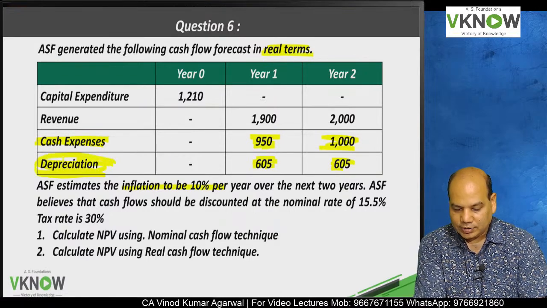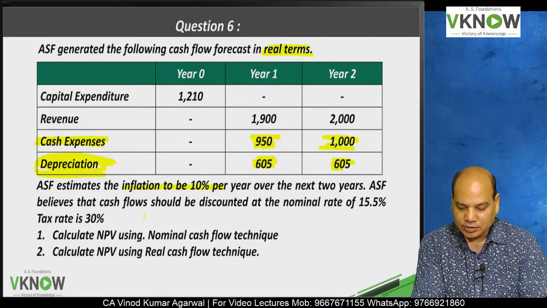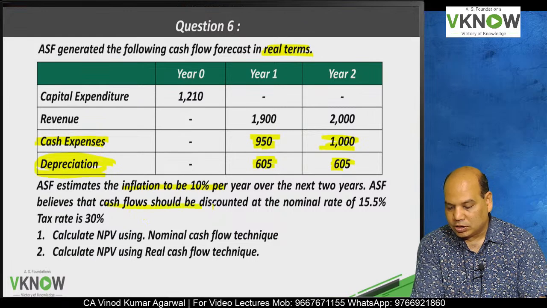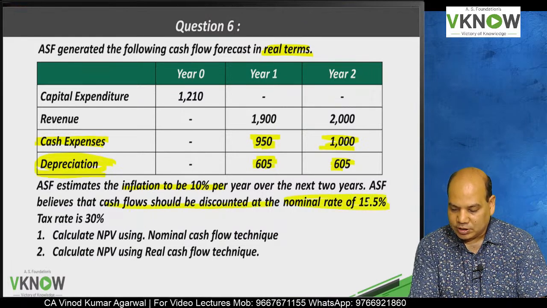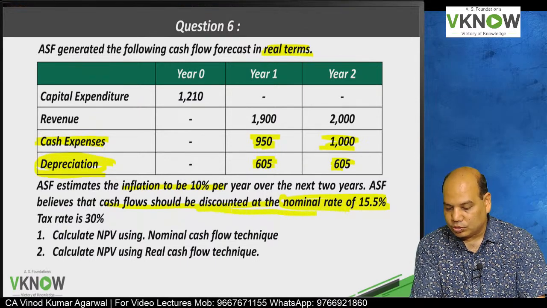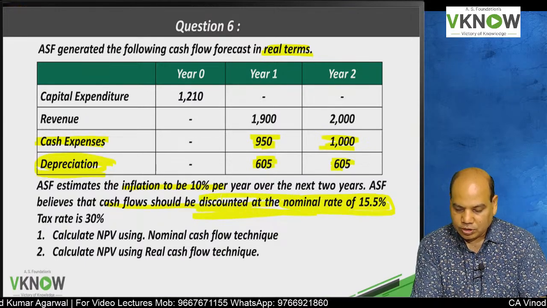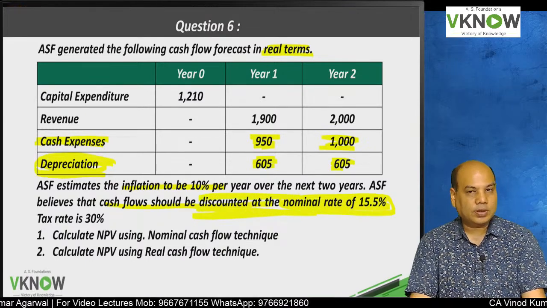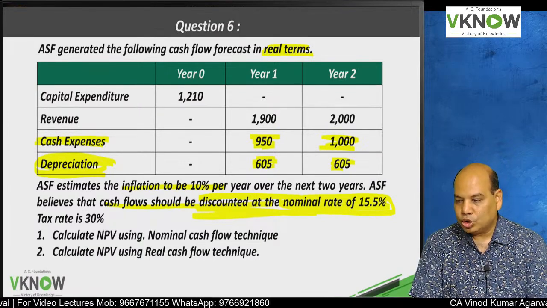We have to inflate revenue and expense. ASF believes that cash flows should be discounted at nominal rate of 15.5%. If the problem says cash flow should be discounted at nominal rate of 15.5%, which means this time I have to compulsorily convert these cash flows into nominal cash flow.